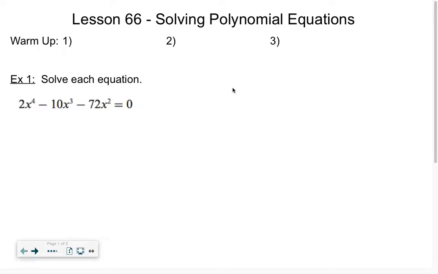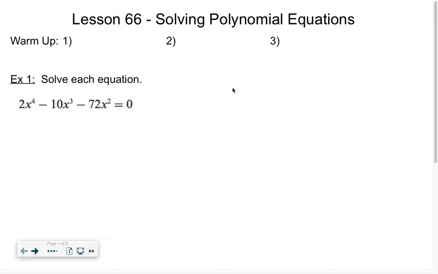For lesson 66, we're working with polynomial equations. A lot of the equations that we've been working with up to this point have been linear or quadratic, but now we are slowly diving into higher degree polynomials. For instance, 2x to the fourth minus 10x to the third minus 72x squared equals 0. You have been taught from day one, if there is a GCF, to go ahead and factor it out, correct? So let's go ahead and do that.